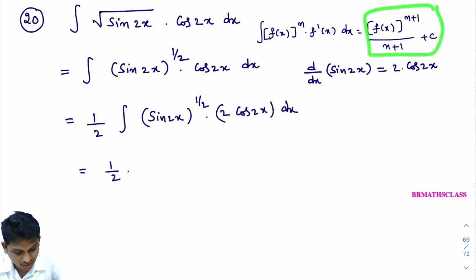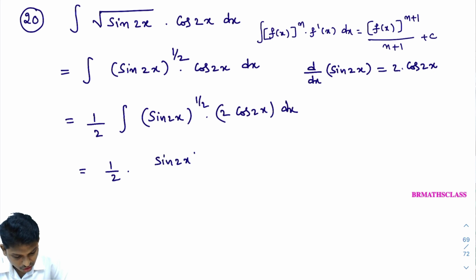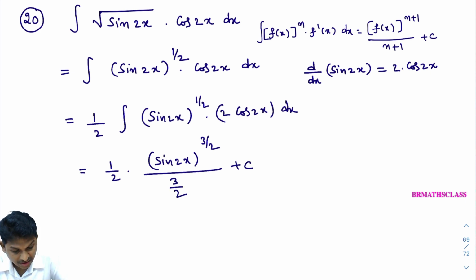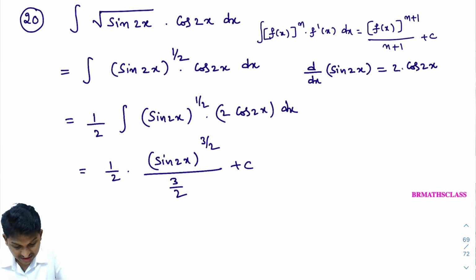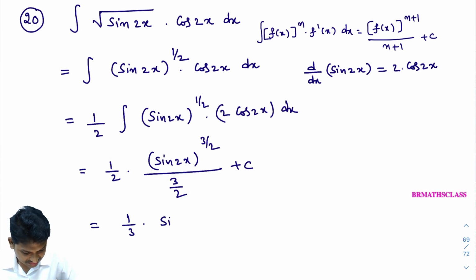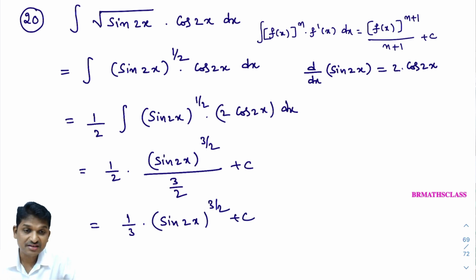This is the formula. What is f of x? f of x is sine 2x. Sine 2x whole power n plus 1, which is 1 by 2 plus 1, that is 3 by 2, divided by 1 by 2 plus 1, that is 3 by 2, plus c. Now simplification: 1 by 2 into 2 by 3 is 1 by 3. That equals 1 by 3 into sine 2x whole power 3 by 2 plus c.